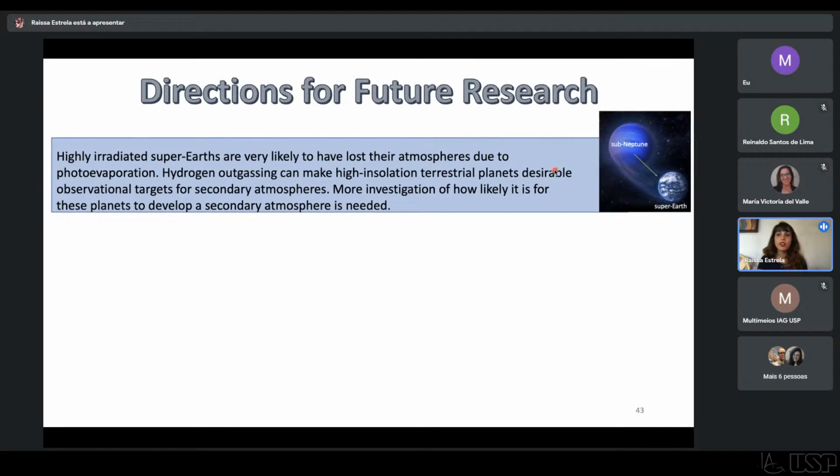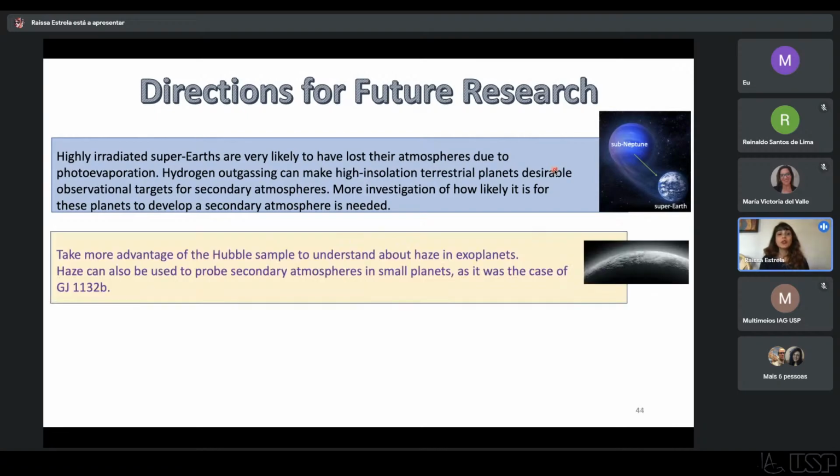So we need more observation, probably with the James Webb Telescope soon. We're going to be able to understand how likely it is for this to happen, not only in J1132b. And we need to take more advantage of Hubble to understand haze in exoplanets, as haze can be used to probe secondary atmospheres in small planets, which was the case of J1132b.